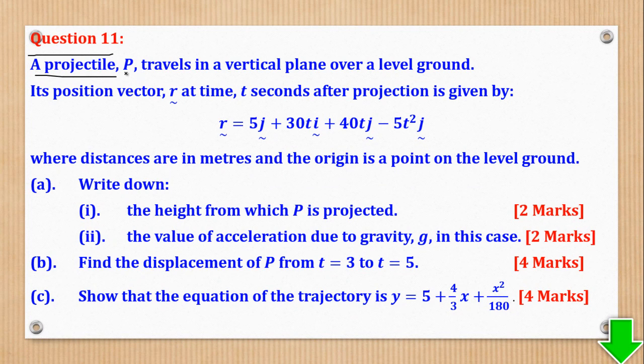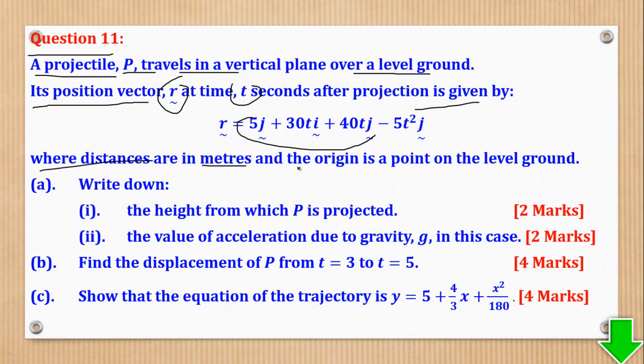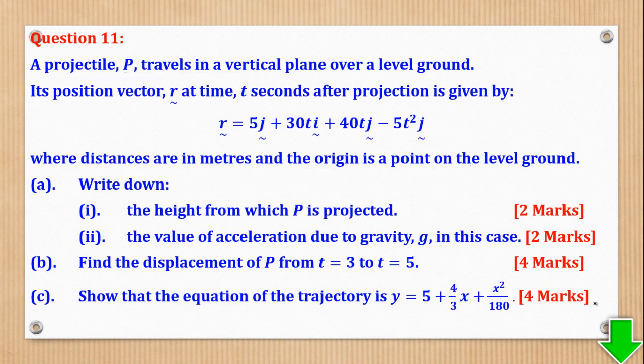It says, a projectile P travels in a vertical plane over a level ground. Its position vector r at time t seconds after projection is given by this, where distances are in meters and the origin is a point on the level ground. Part A, write down the height from which P is projected. So let's begin with that. Height means that when t was 0, what was the value of r? What was the position? So let's start with that.